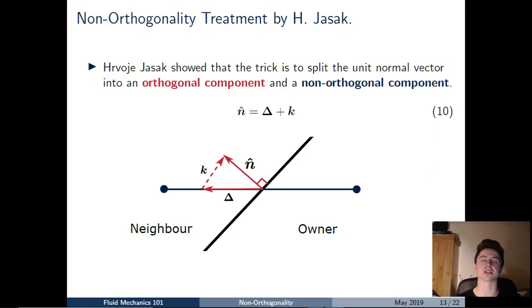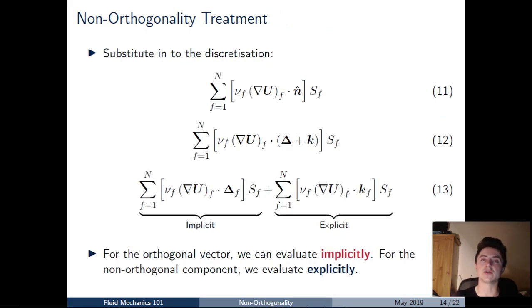And by using this decomposition, we can see that we can move part of the way forward in evaluating that finite volume discretization. The way we do that is by taking our original finite volume discretization given there in equation 11 and substituting for the normal vector, we substitute in delta plus k. And as we know from our vector calculus, we can then just split that up into two separate terms. So the term on the left there in equation 13, we've got the same finite volume discretization, but we've got the vector delta there. And then the term on the right, we've got the same, but we've got the vector k instead of the unit normal vector.